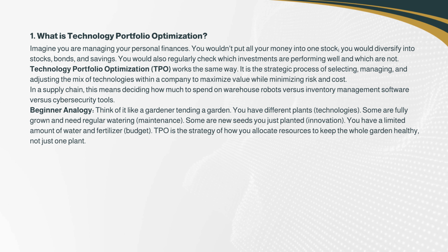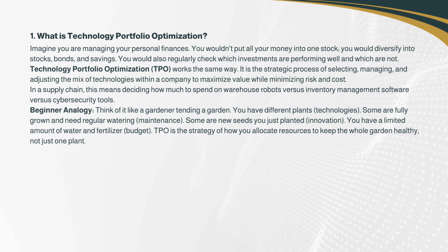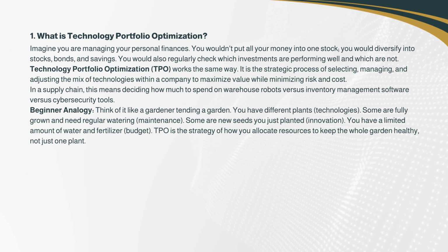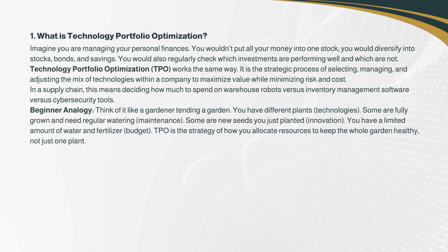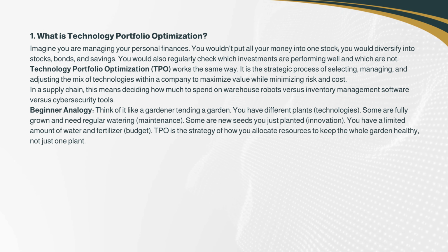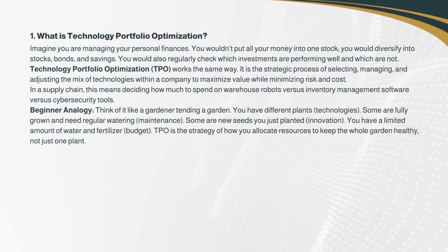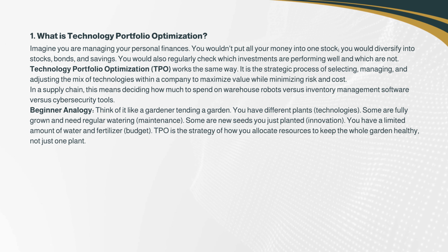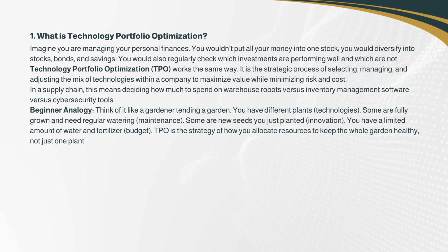Technology portfolio optimization, TPO, works the same way. It is the strategic process of selecting, managing, and adjusting the mix of technologies within a company to maximize value while minimizing risk and cost. In a supply chain, this means deciding how much to spend on warehouse robots versus inventory management software versus cybersecurity tools.